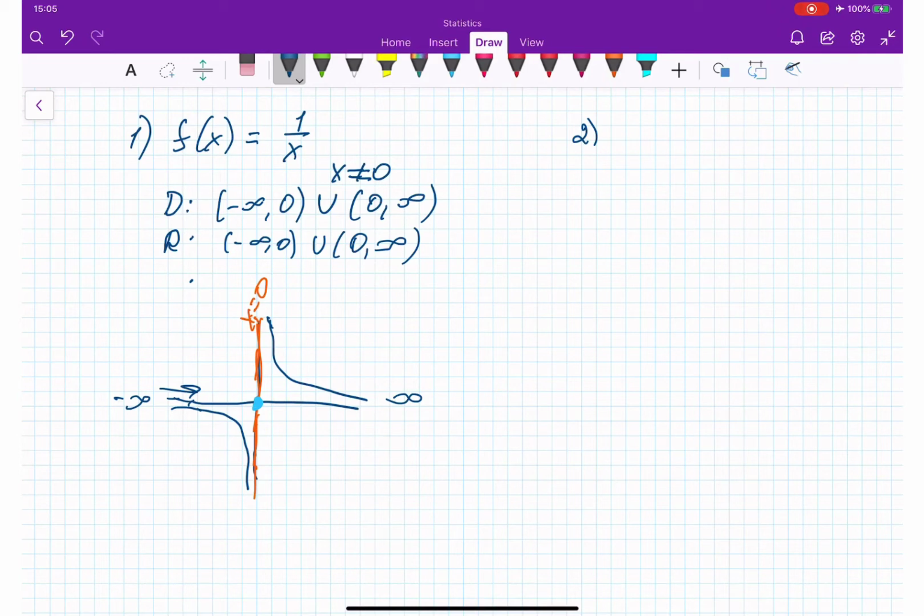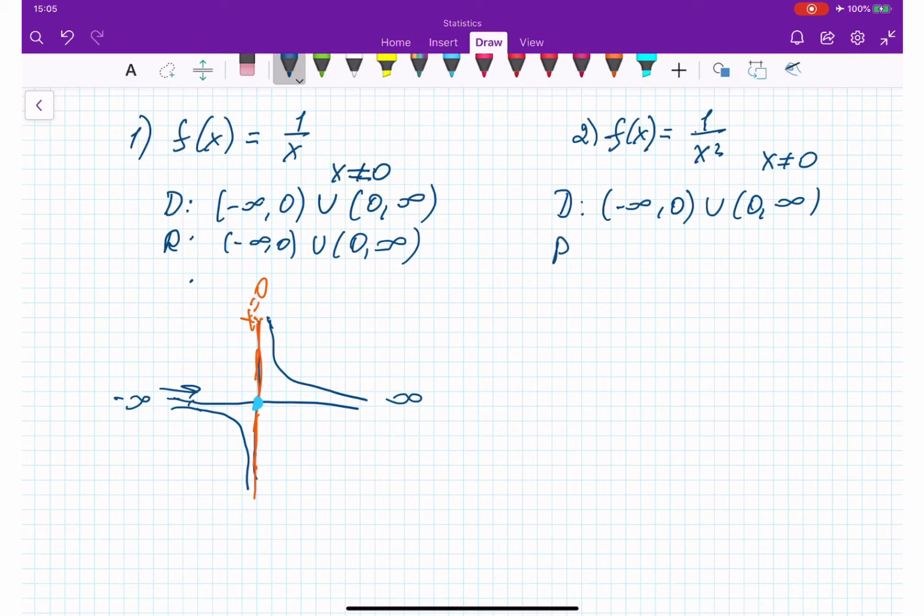So write down domain for f of x is equal 1 over x squared. Okay, so in this case, again, domain, x cannot be equal 0, yes? So again, domain is going to be negative infinity to 0 and from 0 to positive infinity, and range.